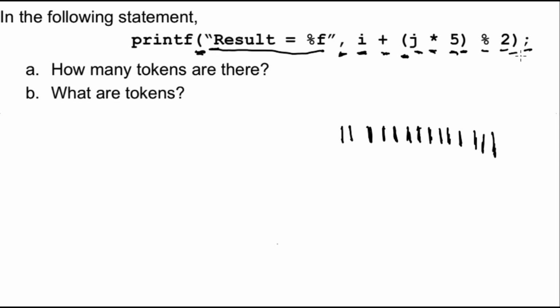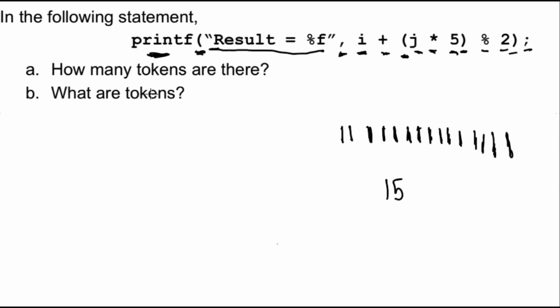Okay, let me count it again. 1, 2, okay, this is 2, and here we have 3, and this I is 4, this plus is 5, and also this printf is here, that's another one. Okay, so totally we have 15 tokens.